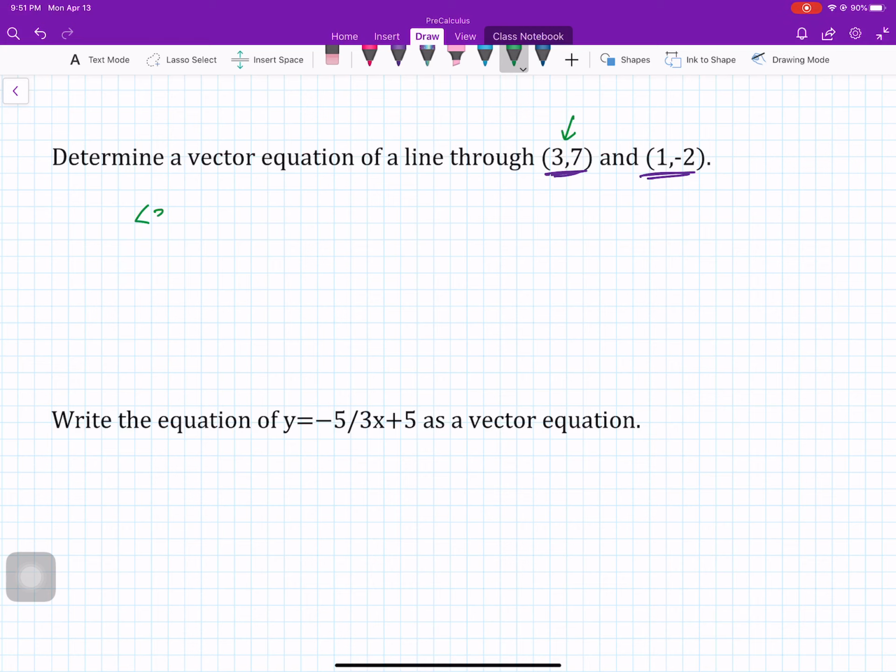So (3, 7) is how I'm starting. The vector between these two, I have to calculate just by doing some basic math. You're going from 3 to 1, so that's -2, and then 7 to -2, so that's down 9. A vector parallel to this would be (2, 9), and that would give you essentially the same answer. Your line would just appear to be going in a different direction, but we'll stick with the (-2, -9).